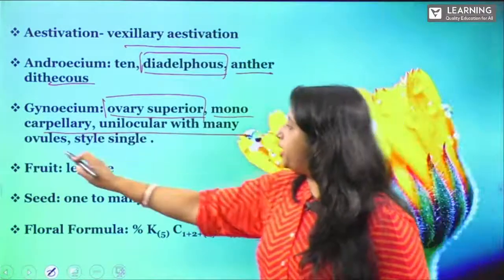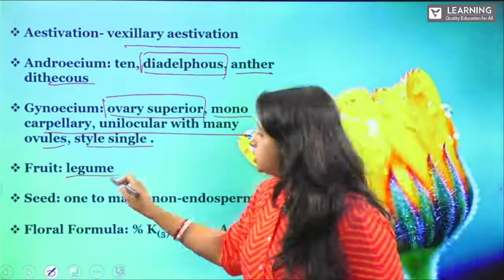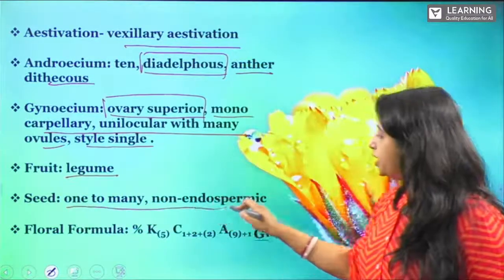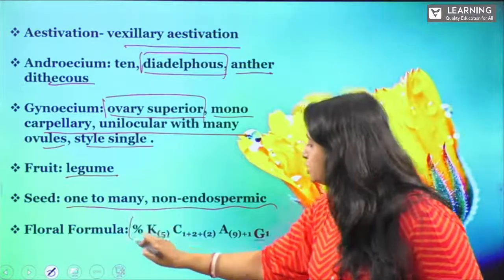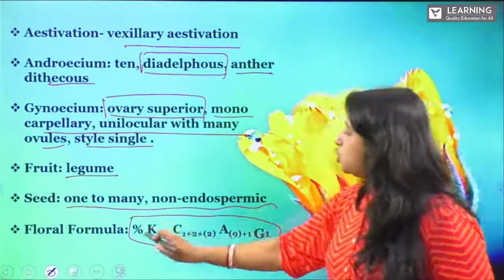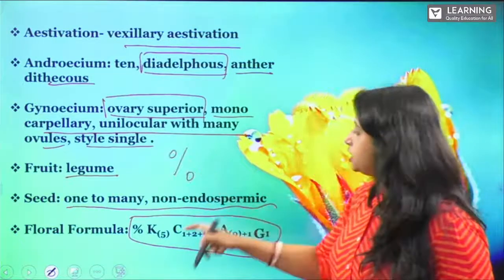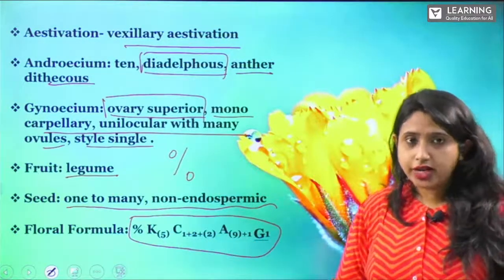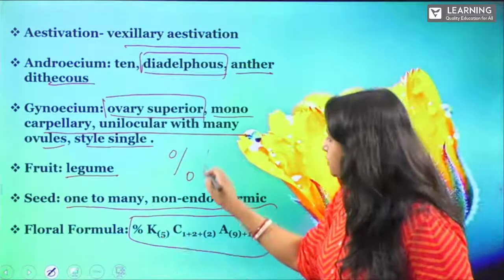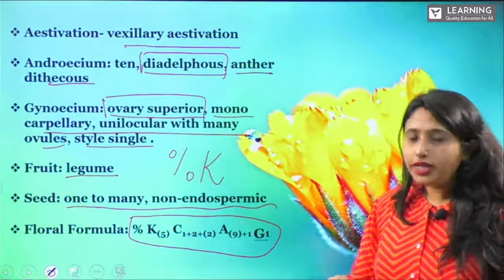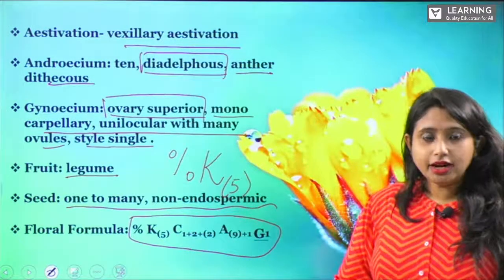Then they have got many ovules, and style is single, and fruit is legume, seed is one to many, non-endospermic. Floral formula, this is very important. As you have seen, in case of zygomorphic flowers we use this symbol, right? So they are zygomorphic, so we are writing this. Calyx, they have got 5 calyx, so we are writing here 5.